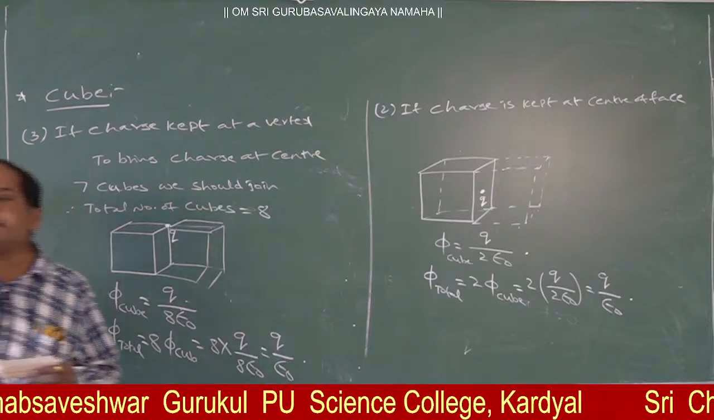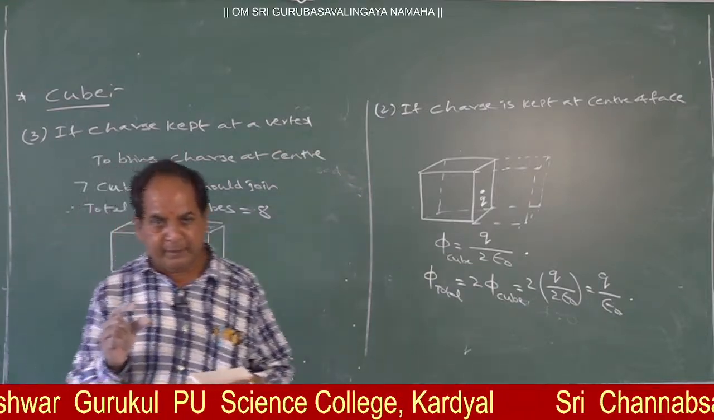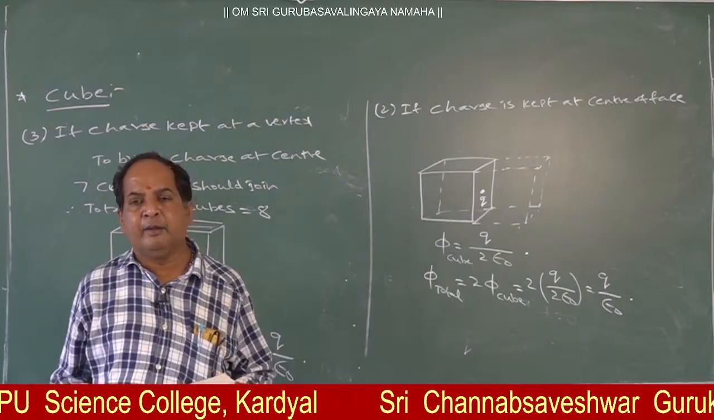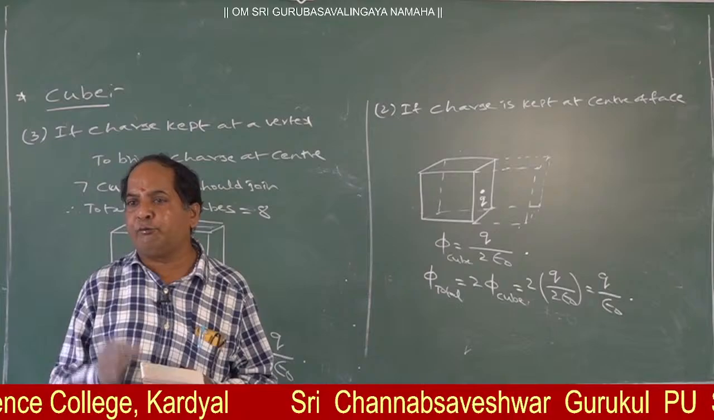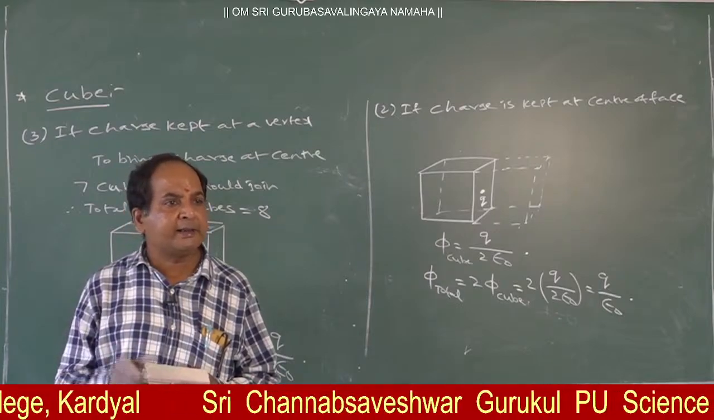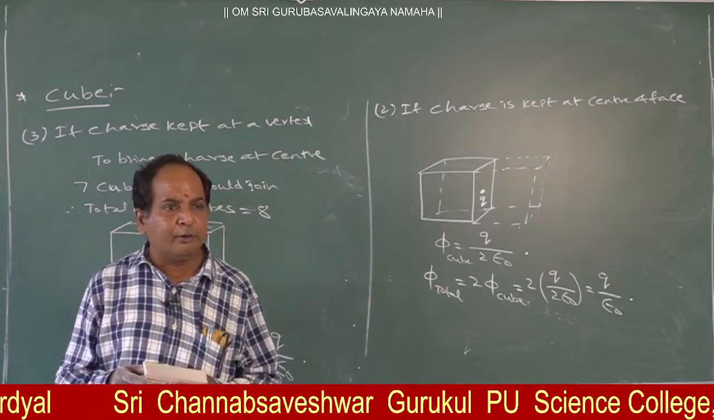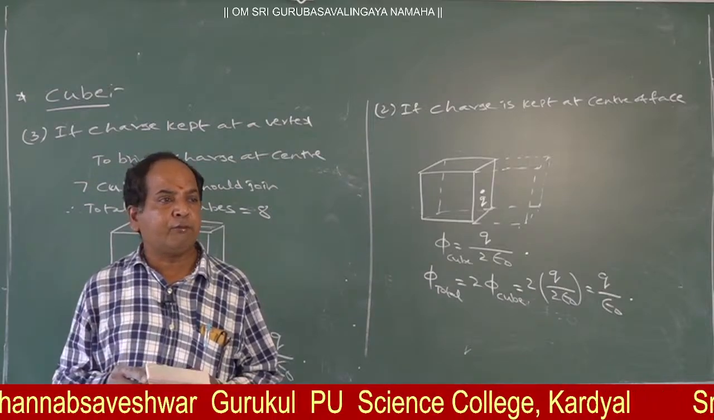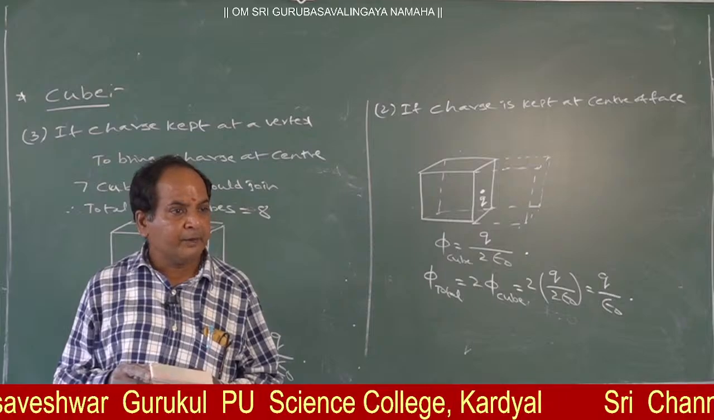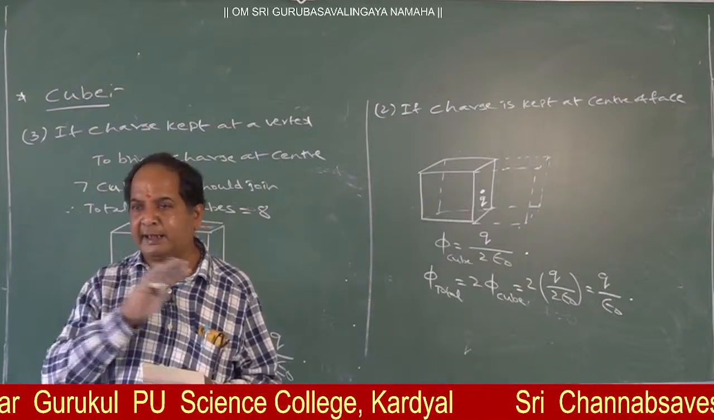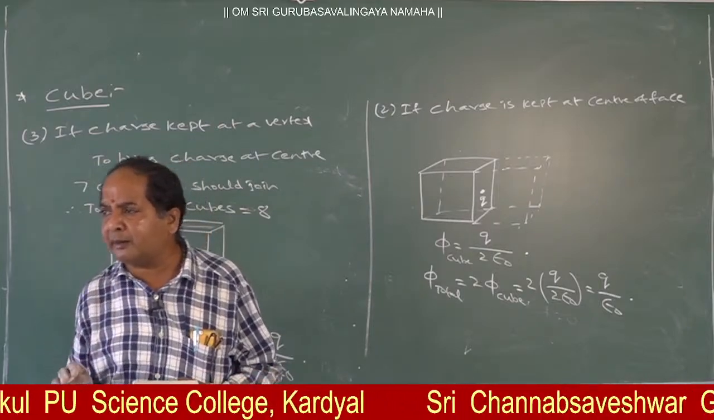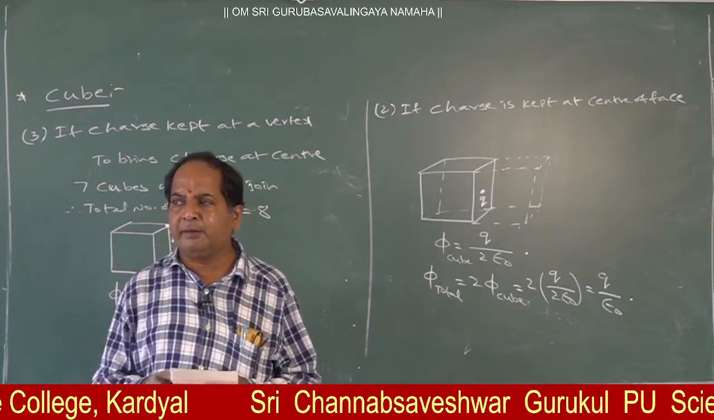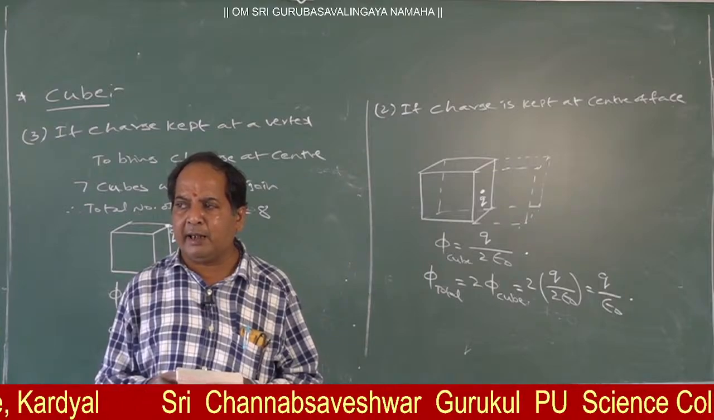Here the charge is at center of the cube. Then what is the total flux? Q by epsilon naught. What is the flux due to each face? Q by 6 epsilon naught. Flux due to each vertex? Q by 8 epsilon naught. Flux due to each edge? Q by 12 epsilon naught. All those are applicable if the charge is kept at center of the cube.